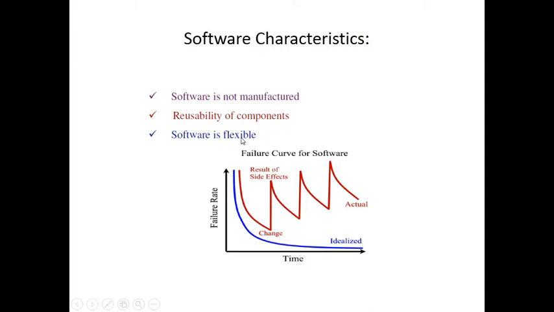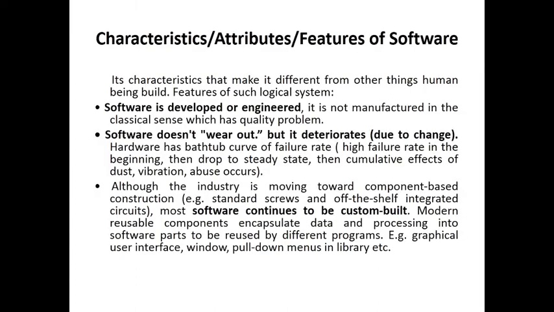Software is flexible since you have the scope of making changes. It's not rigid. You can make the changes. So it's flexible. So this was your second characteristic. Software doesn't wear out, but it gets deteriorated. Then the third one is software continues to be custom built.